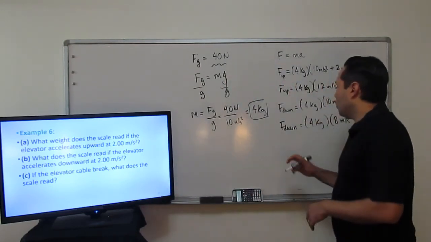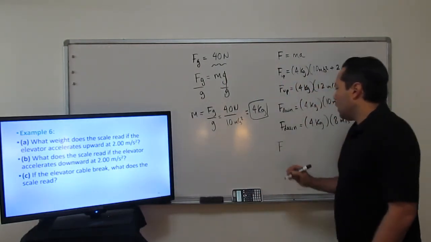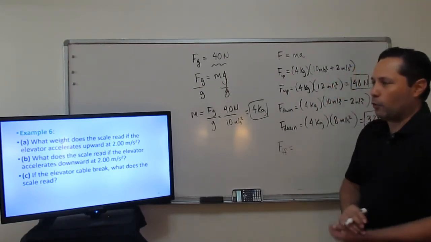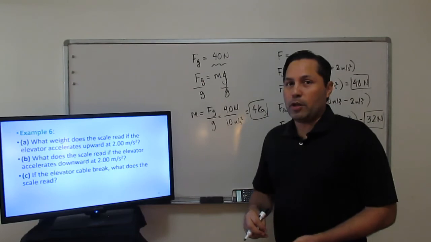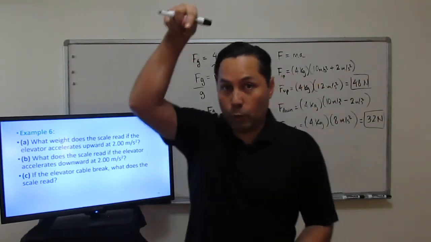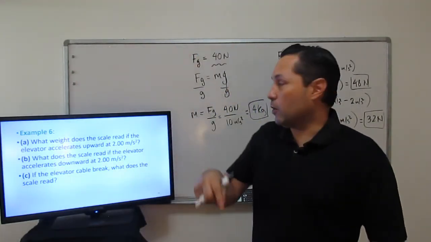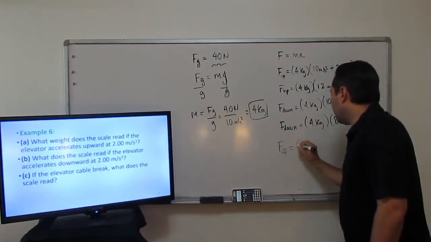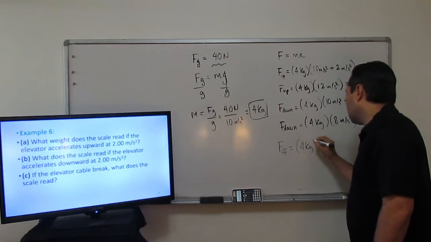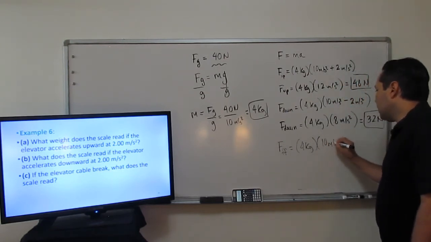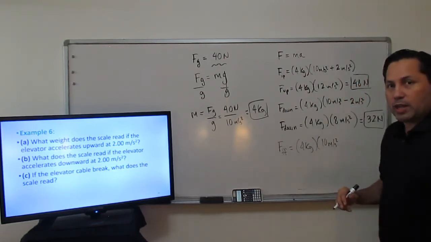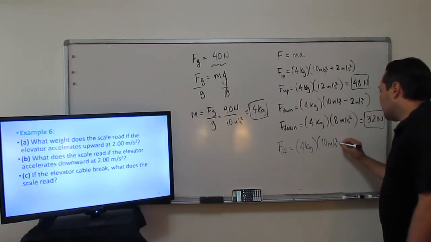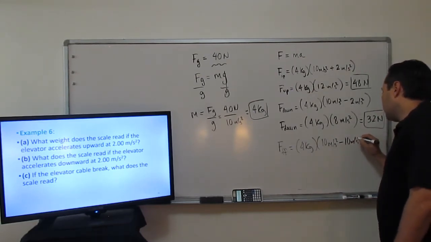Okay, so I'll put F for free fall. We're free falling at this point. So how fast are we moving? We're moving at 10 meters per second downwards. Okay, so it would be 4 kilograms. Gravity is 10 meters per second squared, but we're moving downwards at 10 meters per second. So I'm going to subtract.